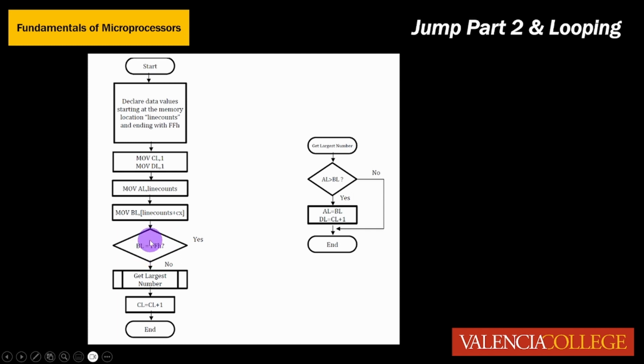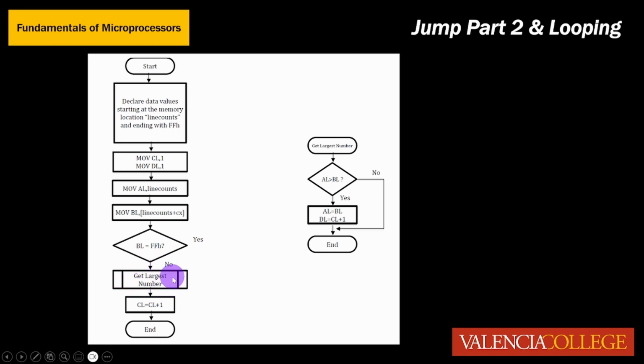Here, we're comparing the second value that we move to register BL to FFH. FFH is going to be used as a marker indicator, which is going to tell us that we have gone through the whole list and that's the last value in that list. And when I say list, I'm talking about the list located in memory location line counters. Okay.